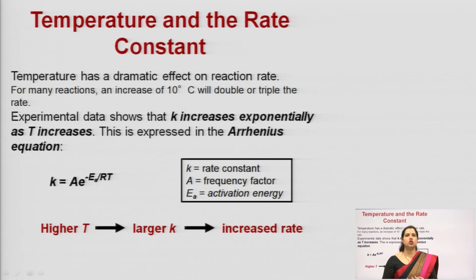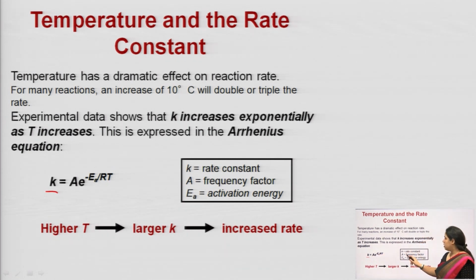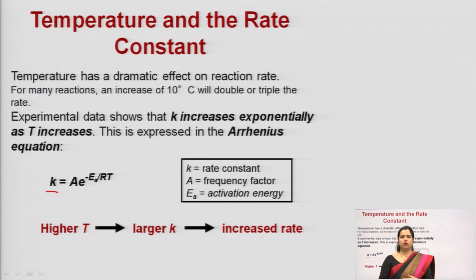Experimental data shows that K increases exponentially as the T increases. So, temperature is directly proportional to the rate of reaction. This is expressed in terms of the Arrhenius equation. So, in the Arrhenius equation, K = A e^(-EA/RT), where K is the rate constant, A is the frequency factor and EA is the activation energy. Activation energy basically is increasing with increase in temperature. So, higher the T, larger the K and the increased rate of the reaction.